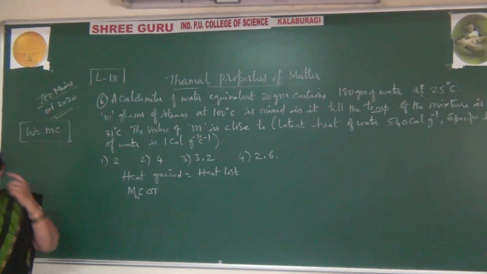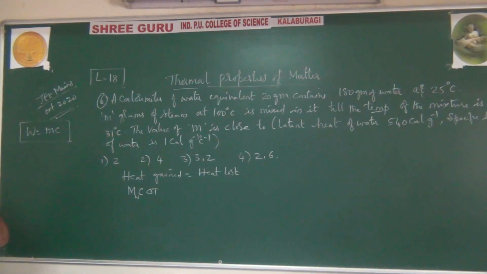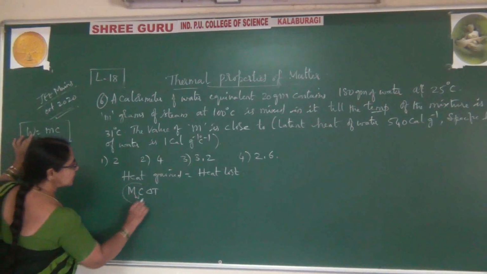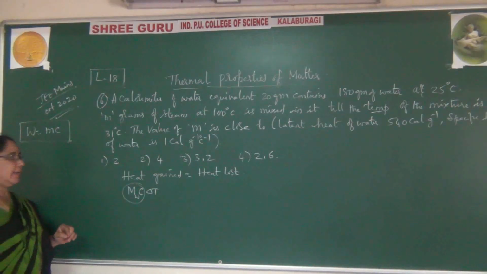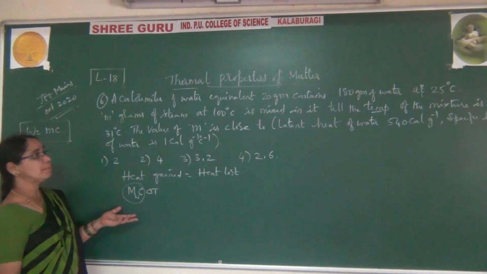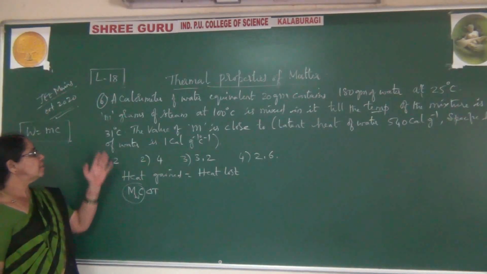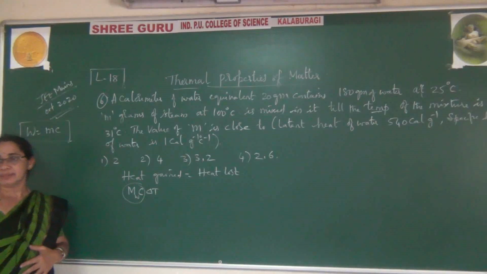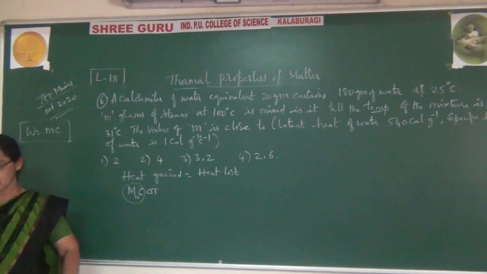And what is the C? Here they have said water equivalent. So mc itself we have to take as water equivalent. Delta T is the rise in temperature. Earlier it was 25 and then it has reached 31. The difference in temperature you have to take here. Okay, that is one you have here.